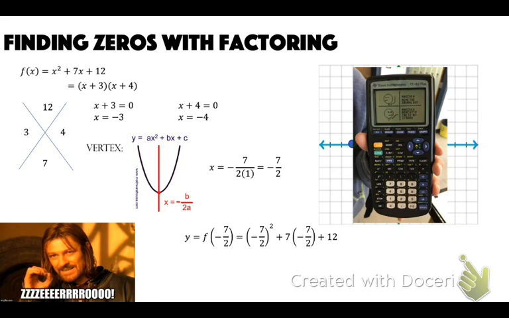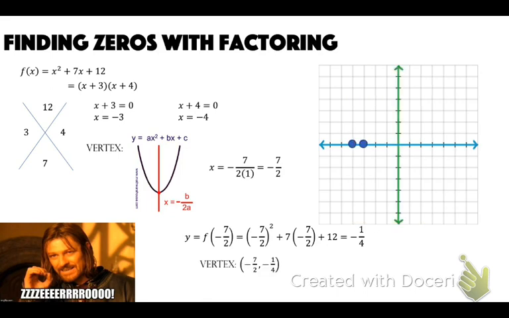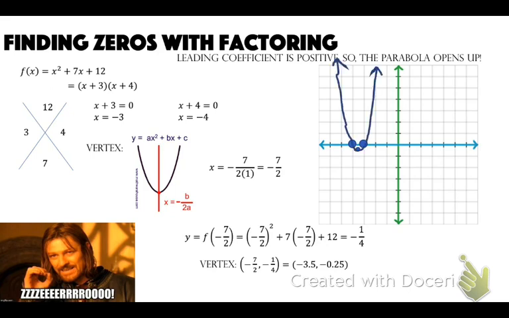That was embarrassing. Okay, anyway, so plug that in, and you get negative 1/4. So that means the vertex is at negative 7 halves, negative 1/4, which is the same as negative 3.5 and negative 0.25. So I'm just going to go over negative 3.5, down 0.25, and it's about right there. Since this is positive, the parabola opens up, so there is our parabola.